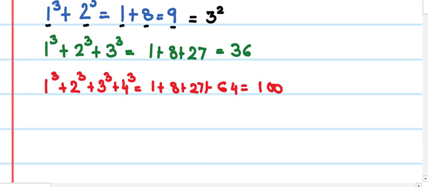3 square. Similarly, if you take 1 cube, 2 cube and 3 cube, on adding, the result comes out to be 36, which is equal to how much? 6 square. Again, I have taken the consecutive numbers 1 cube, 2 cube, 3 cube and 4 cube. On solving, the result comes out to be 100, which is equal to how much? 10 square.